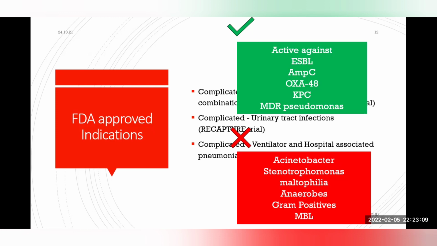This is one of the BLBLIs which does not have anaerobic cover, and hence if you have to give this drug in a patient who has an abdominal infection where anaerobic organisms could also be a possible pathogen, you will have to add anaerobic cover like metronidazole. It also does not have adequate gram-positive cover. What these ESBL, AmpC, etc. are, I have covered in my webinar. You can have a look if you are not sure about those.